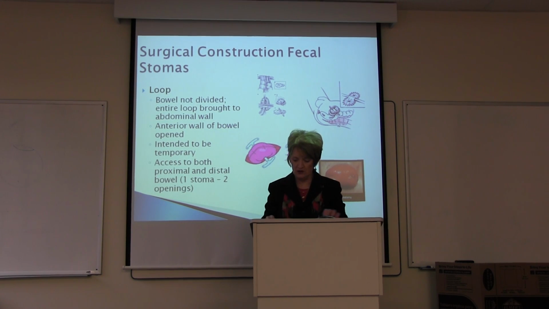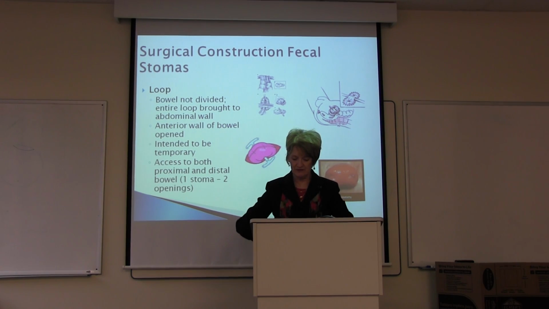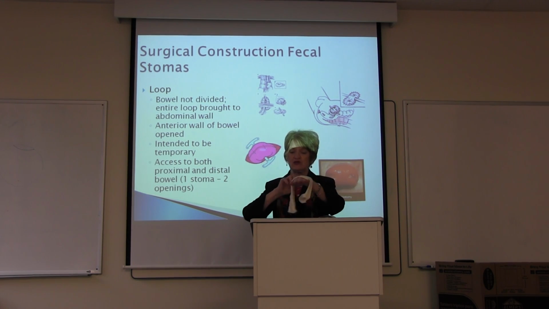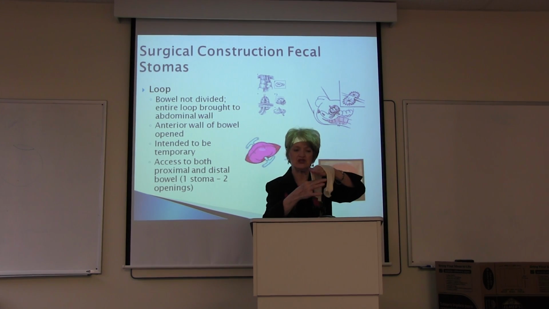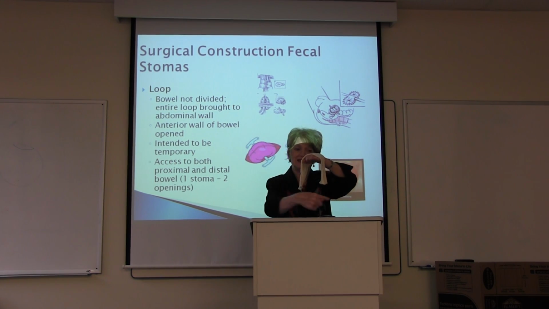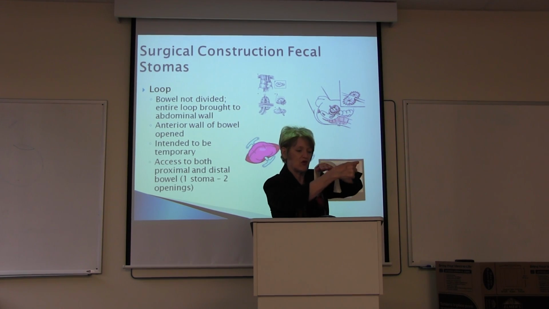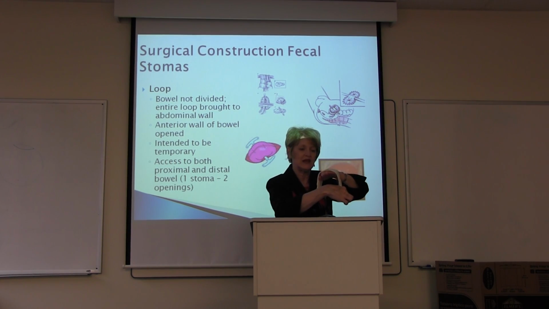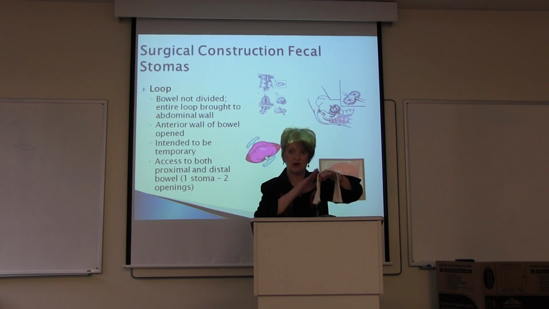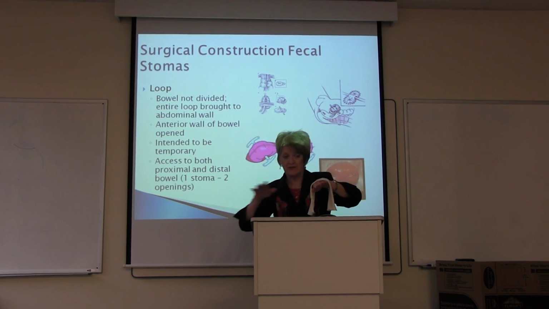So if you're doing a loop ostomy, you bring the entire loop of bowel to the abdominal wall. So you've made an incision, you've brought out the entire loop of bowel. But you see, you have not divided the bowel, it's continuous. So here's the bowel going one way in the abdominal cavity, you've brought it out to the surface, here it is going the other way.